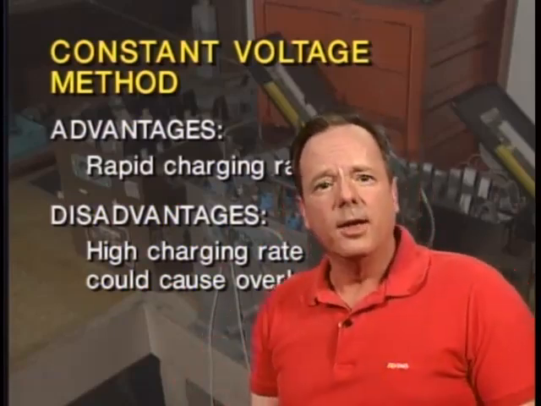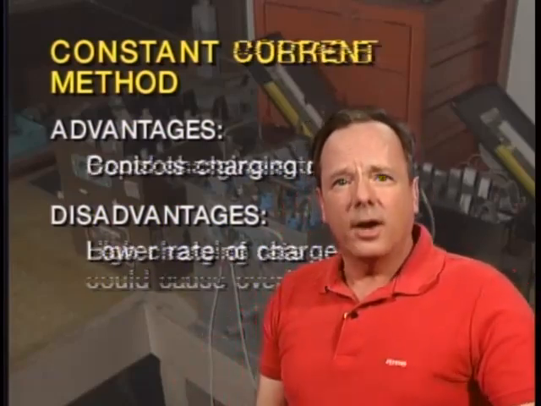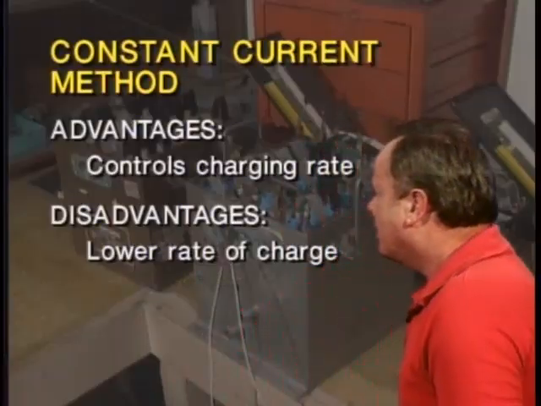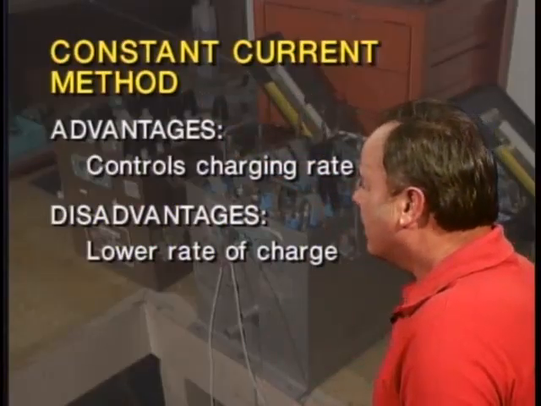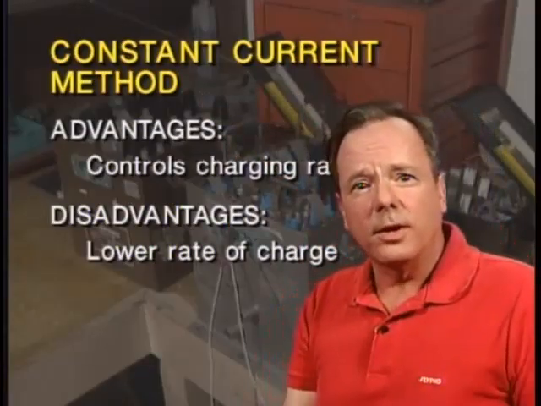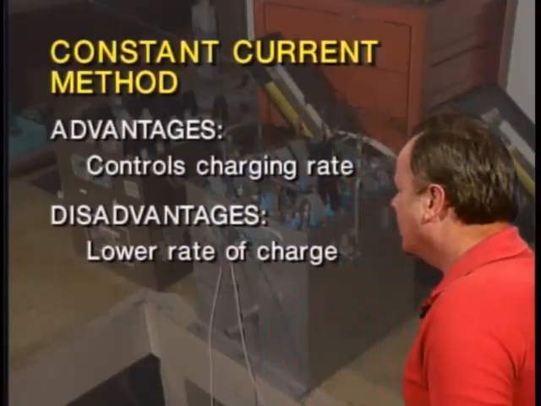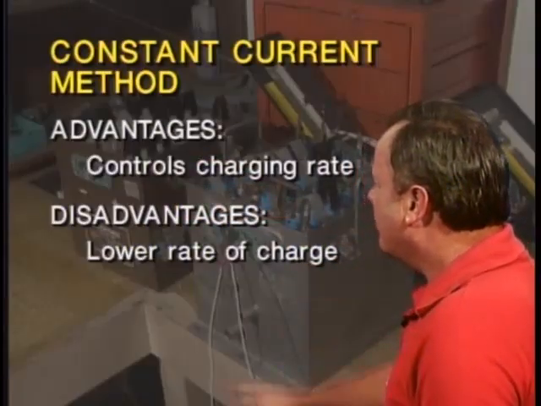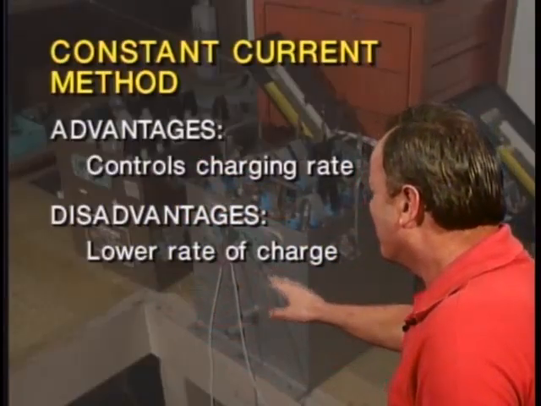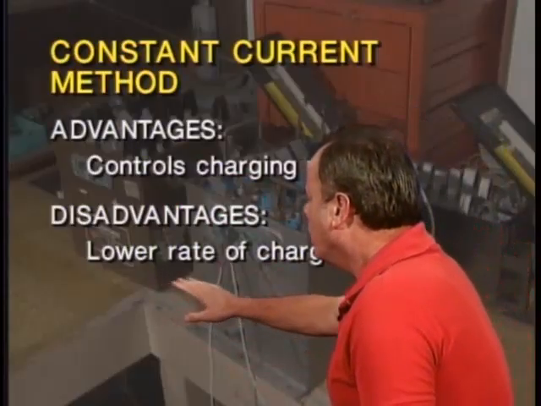Now let's take a look at the other method, the constant current method, and it does exactly that. It does control the current going into the battery, and it does that by varying the voltage. So you have a constant current going into the battery. The advantage is that you do have that controlled charging rate. The disadvantage is that it takes longer when you control the rate, and generally you'll have a lower rate of charge.